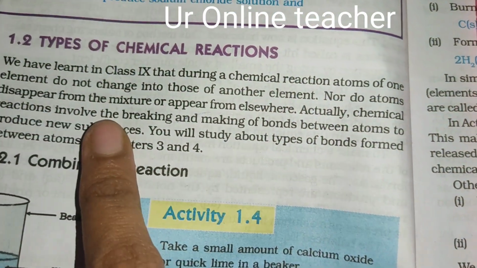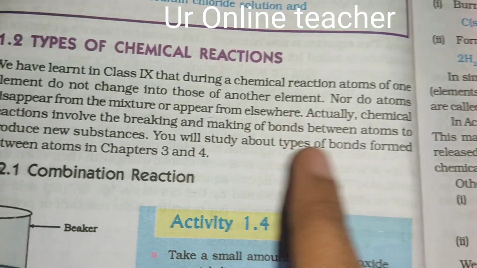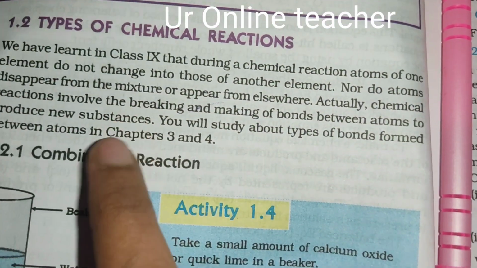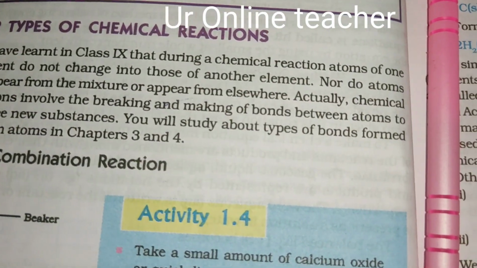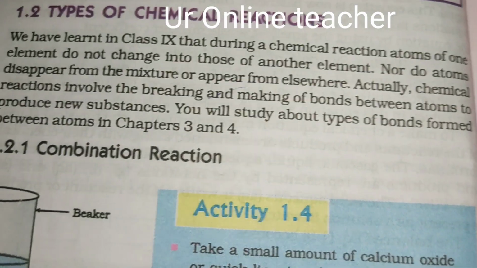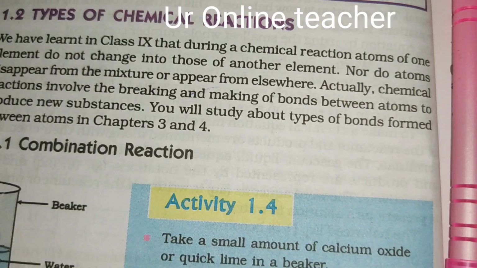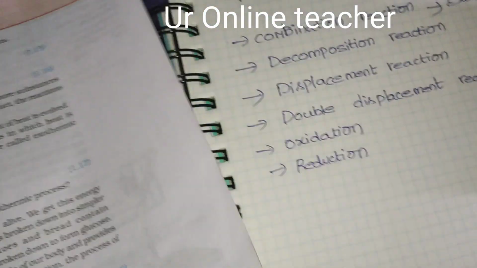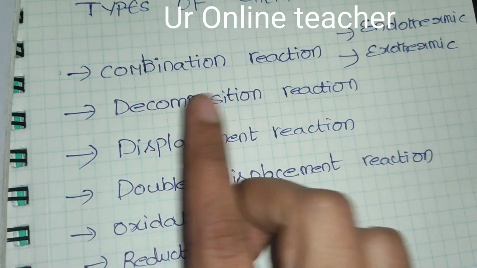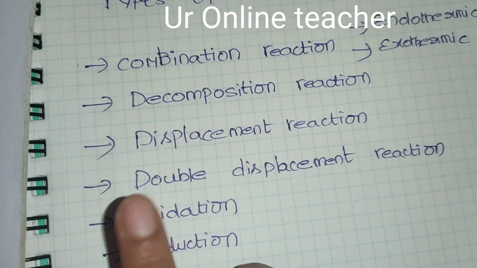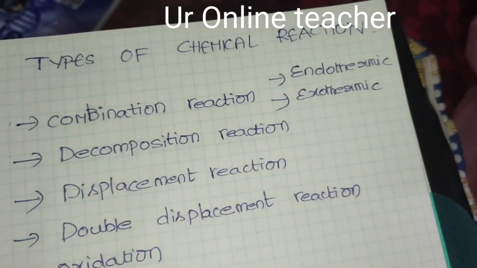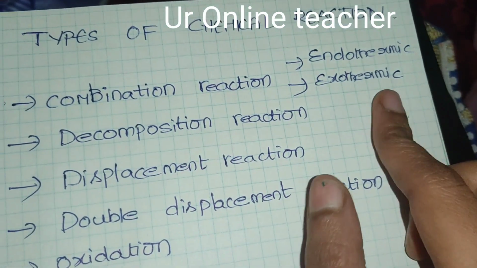A chemical reaction involves the breaking and making of bonds between atoms to produce new substances. So what is a chemical reaction? It is a reaction in which there is a breaking or making of bonds. The substances will break or make bonds with other atoms and produce new substances. There are different types of chemical reactions: combination reactions, decomposition reactions, displacement reactions, double displacement reactions, oxidation reactions, reduction reactions, and also endothermic and exothermic reactions.